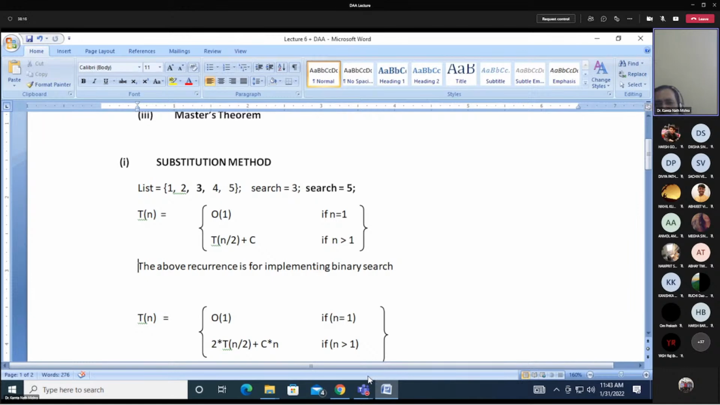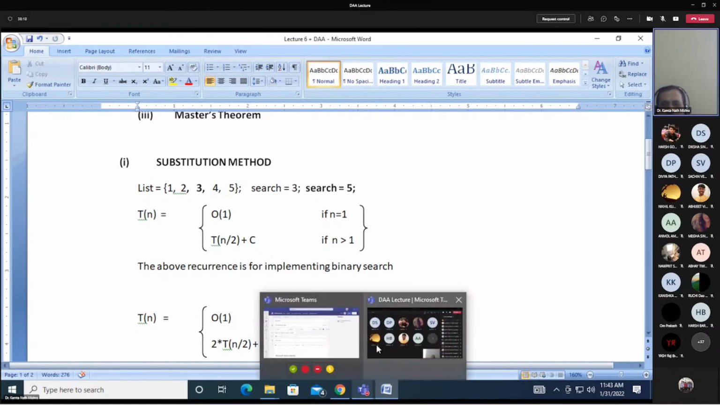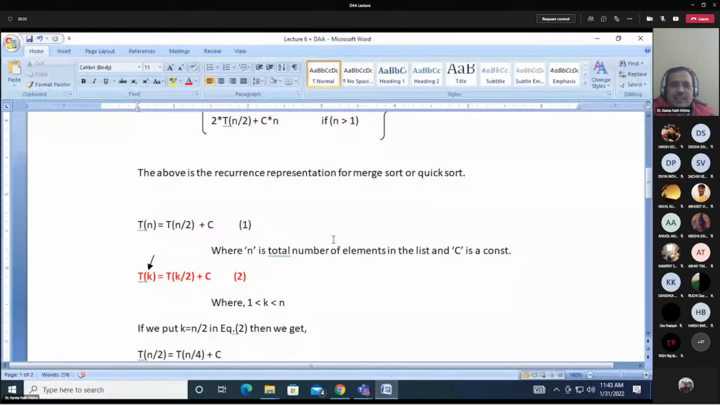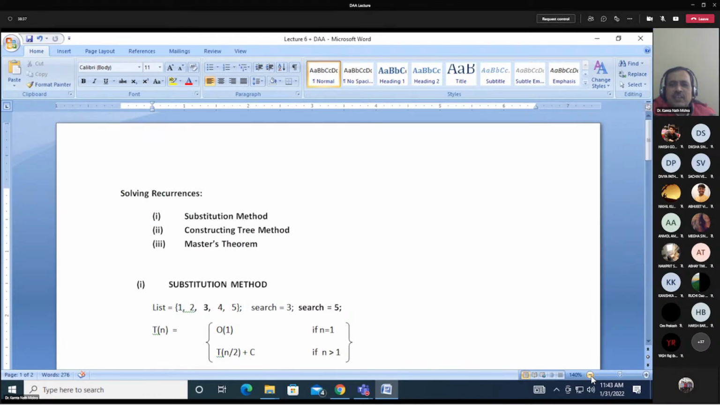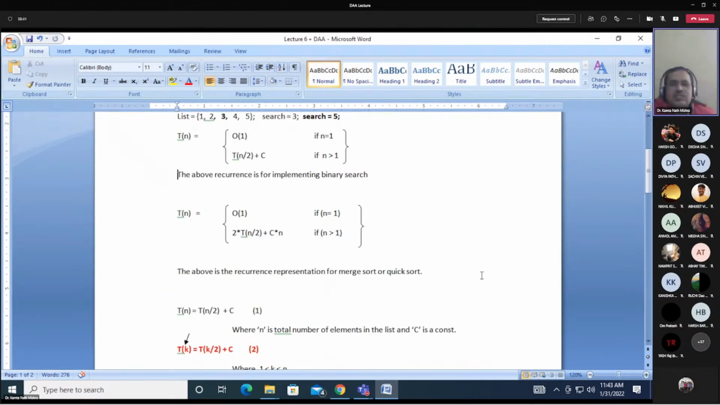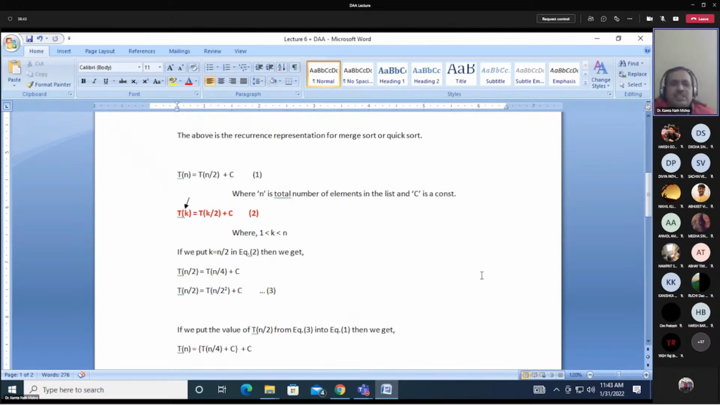So should I give you some time? कुछ टाइम दें और देखें कि कौन कर पाता है. Who is able to do it? I will just show you the first recurrence. First equation I will show you, and I want you to do the computation for Tn equals 2 Tn by 2 plus C. Let me see how you are able to do.